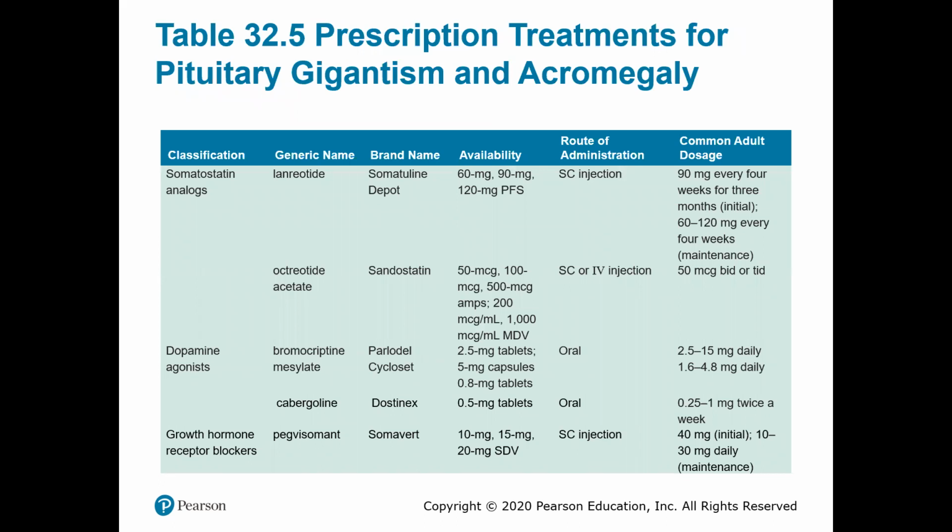Table 32-5 gives you prescription treatments for pituitary gigantism and acromegaly, and that is found at the top of textbook page 548.